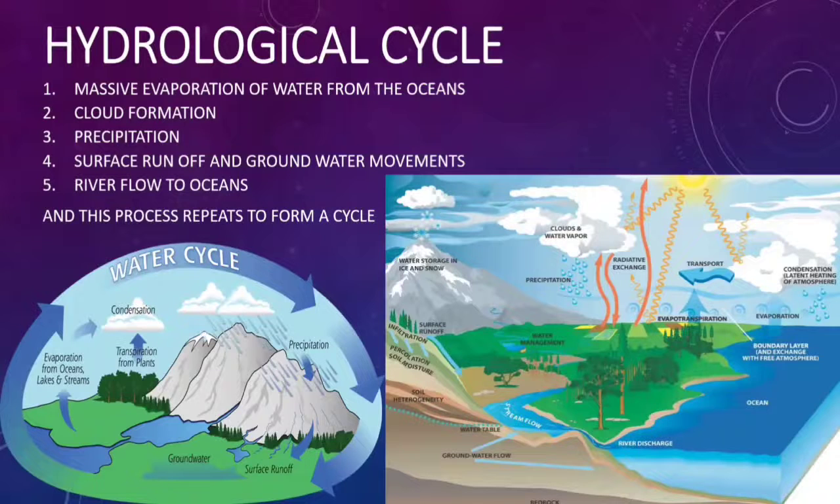I am sure many of us are aware of this. I will tell its significant steps one by one. Firstly, there's massive evaporation of water from the oceans. Then there is cloud formation, then we have precipitation, and then we have surface runoff and groundwater movements. Then the water in the form of rivers flows to the oceans, and this process repeats to form a cycle.